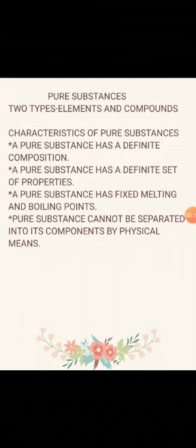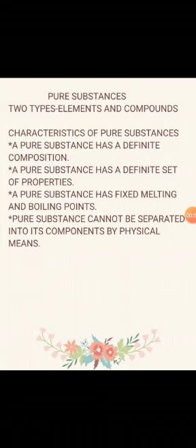In this part, we will first discuss pure substances. In the last chapter, we had already discussed pure substances. Let us recall again what is a pure substance. A pure substance consists of particles of only one kind. That means only one kind of particles are present in pure substances. There are two types of pure substances, elements and compounds.